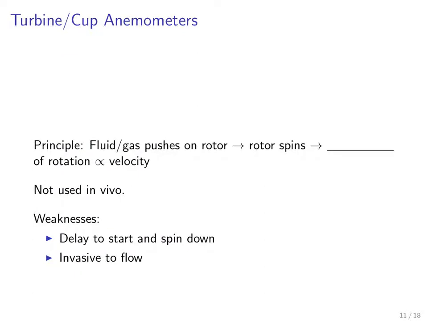The turbine cup anemometer is a very simple device where you have a tube with fluid flowing through it. You have the velocity there, V, and then you literally just put a fan inside it, like a turbine inside it, that's attached to a shaft. It spins around the shaft. So the principle here is that the fluid or gas pushes on the rotor spins, and then the rate of rotation is going to be proportional to the velocity, which is proportional to the flow.